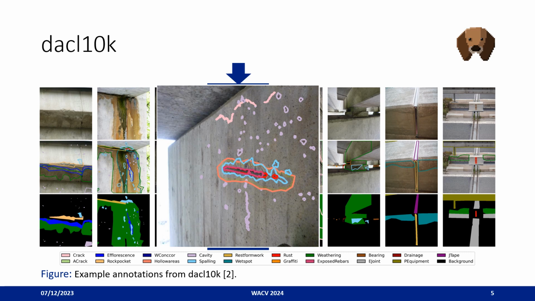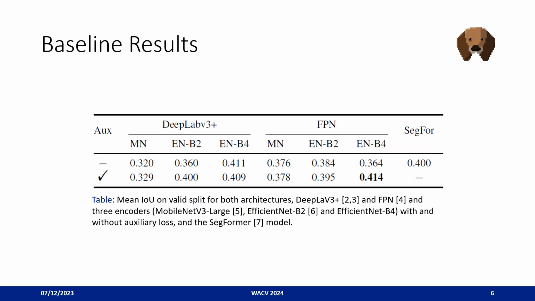Another limiting factor was during the annotation, the annotators themselves, as both groups of annotators had different backgrounds regarding the task. In order to provide baseline results, we trained 3 different architectures. The first one was DeepLab version 3+, feature pyramid network, and the segformer model. We furthermore combined 3 different encoders with DeepLab version 3+, as well as feature pyramid network.